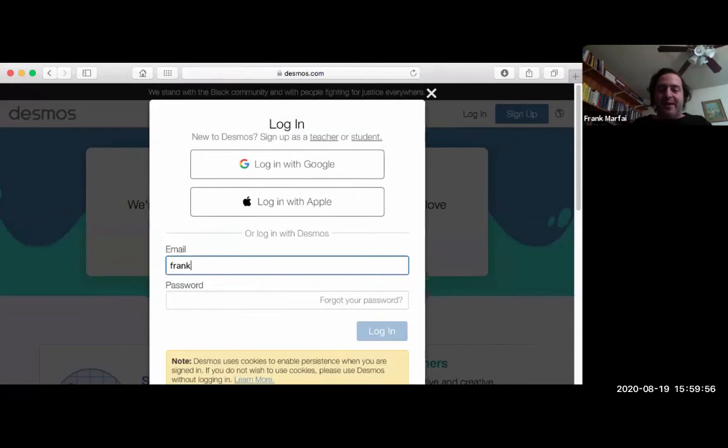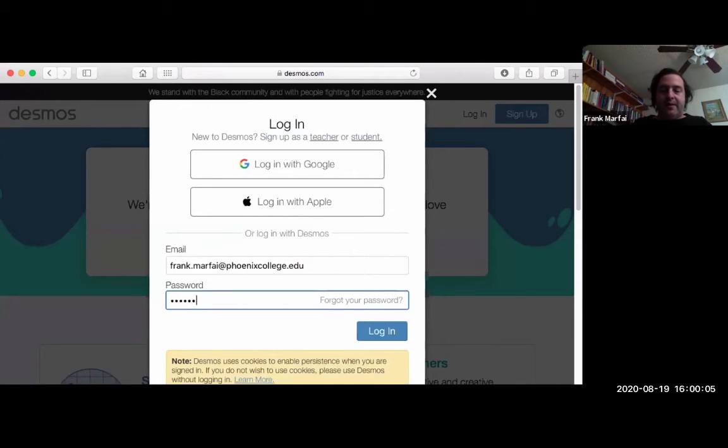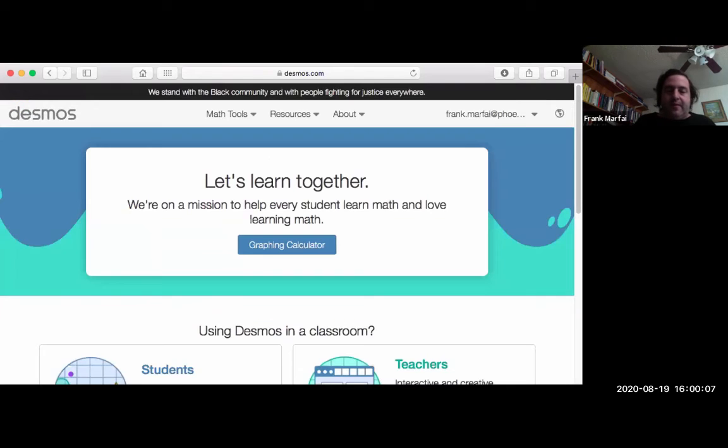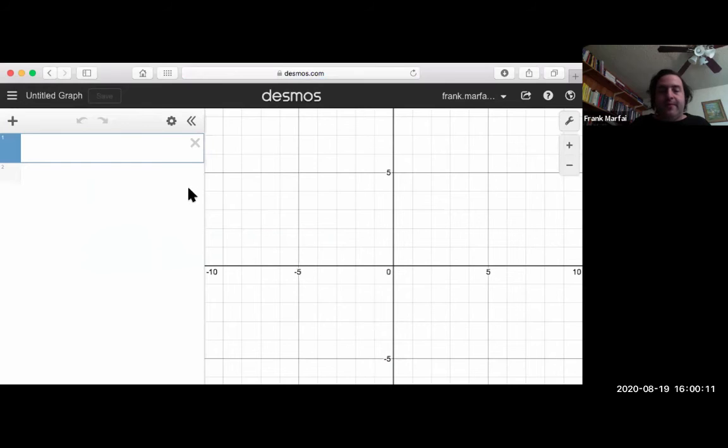So I'll just go back in. One of the things you can do is create an account. And what that lets you do is save the different resources that you create.